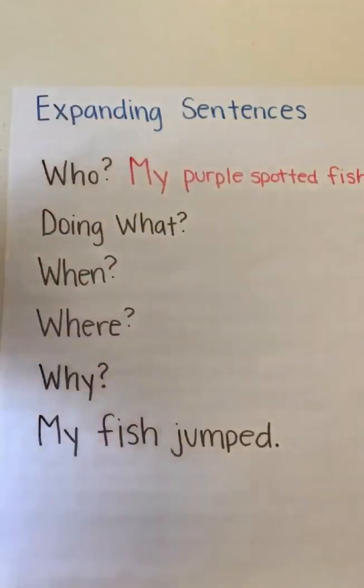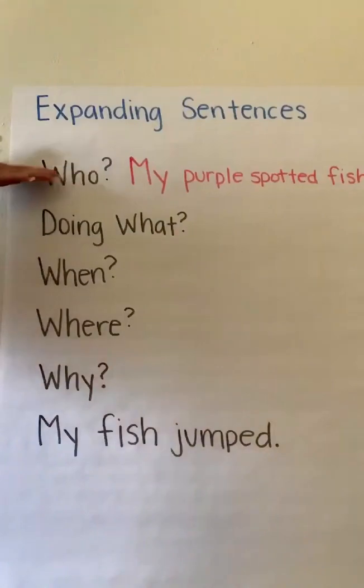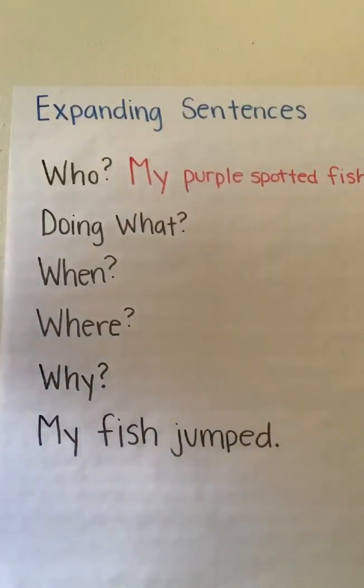I'm going to give you about 30 seconds to come up with a who about the fish. Add some details to it. You can say your mom's fish, my dad's fish. You can make it a color. You can change the fish to Mr. Fish or Mr. Bubblefish. So go ahead and write a who and add some details to it.